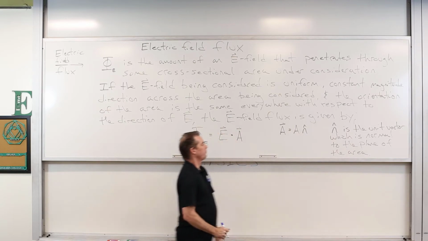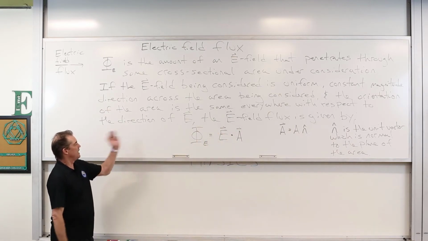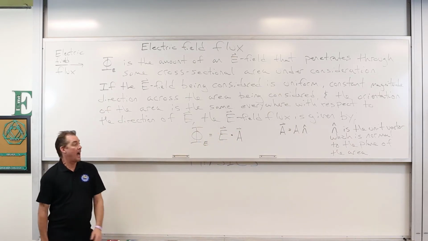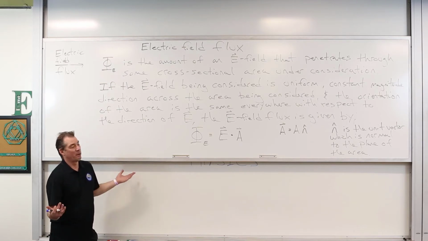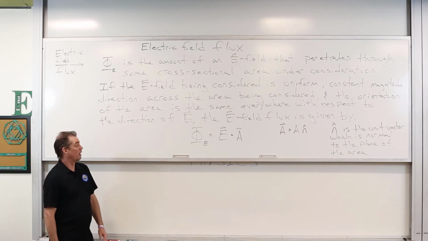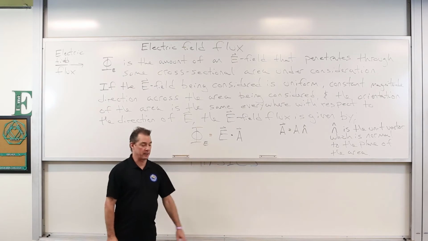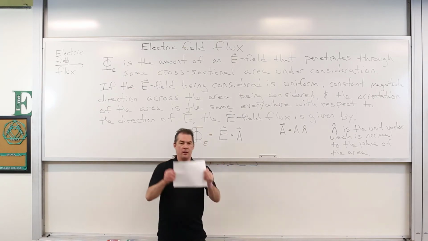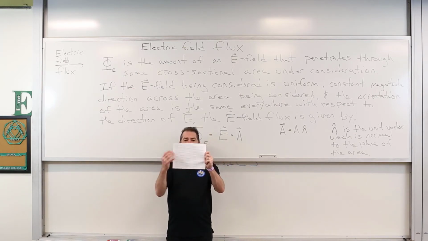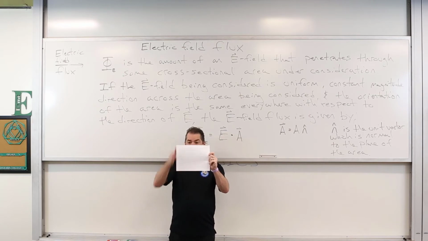So if we're talking about an area that has the same orientation as the electric field everywhere, well, we'd have to be talking about a plane then, if the electric field is uniformly directed. So that would be something like this. What does the area vector look like with respect to this sheet here? Well, it has an area of the length times the width.